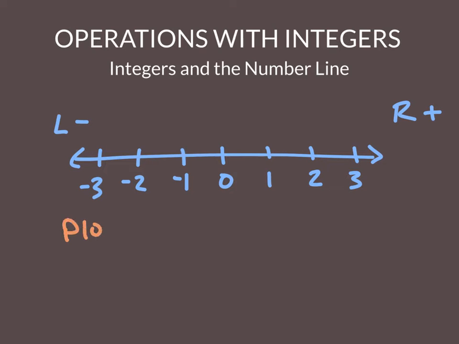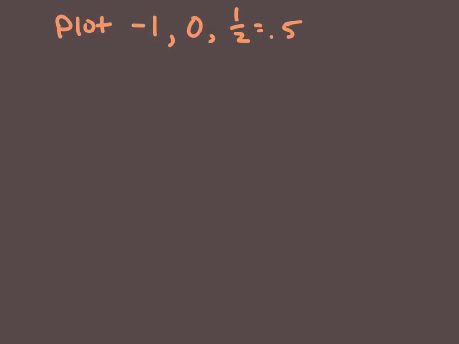So if I plot -1, 0, and 1/2, or 0.5, okay, what I can do then is I can go in here and put a point at -1, a point at 0, and a point at 1/2. We'll just create that right there in the middle. All right. And some place where you see this in the real world is when you're talking about temperature.